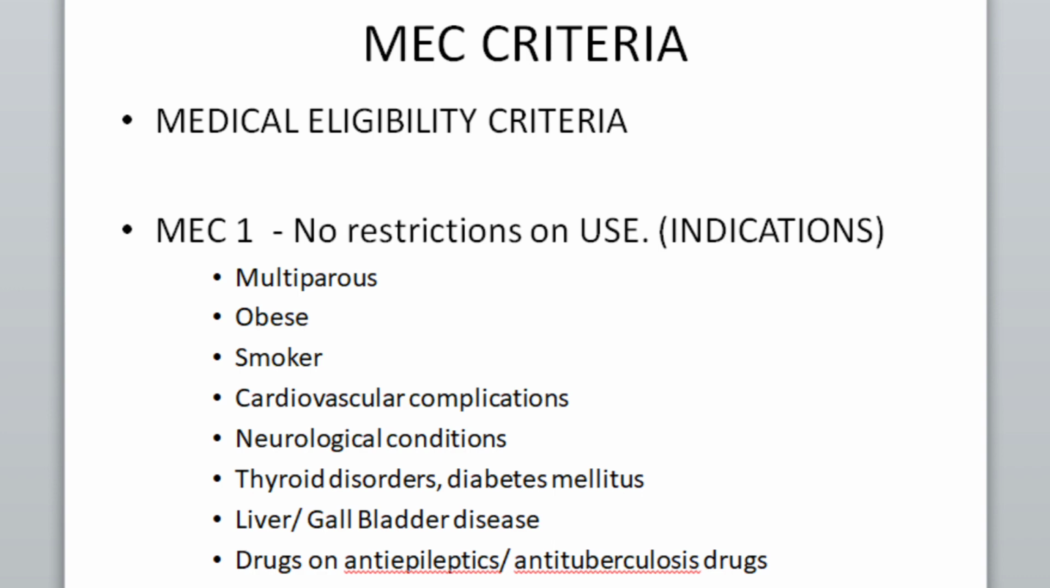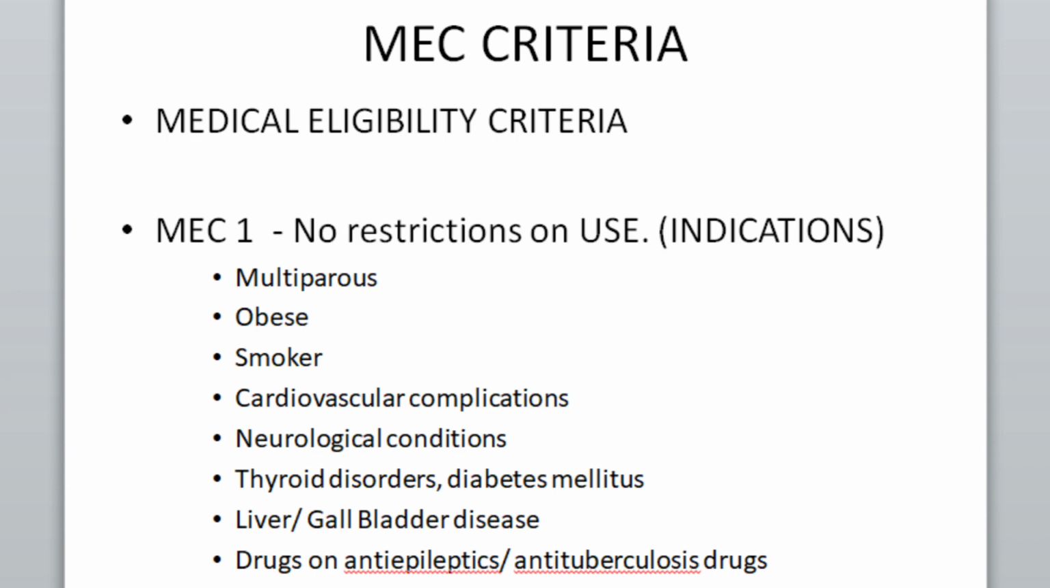In case of an IUCD, we can freely use it in a multiparous woman. If she is obese or a smoker, has any CVS or neurological condition, has any metabolic disturbance such as diabetes or a thyroid disorder, liver or gallbladder disease, or is on any anti-epileptics or anti-tuberculosis drugs. You can see these are actually the contraindications for OCPs. So we can use the IUCD in case the patient has these complications.